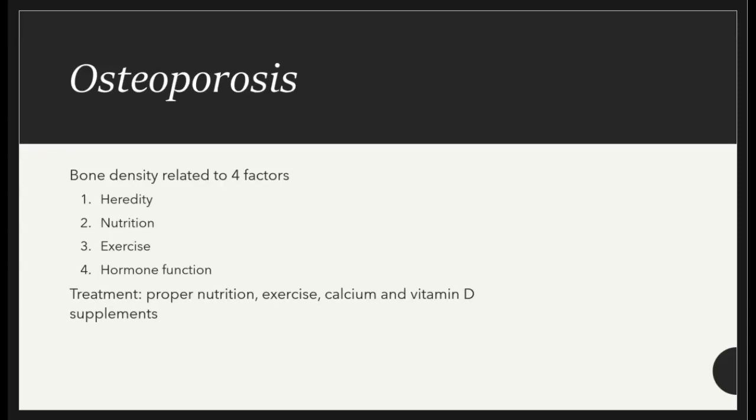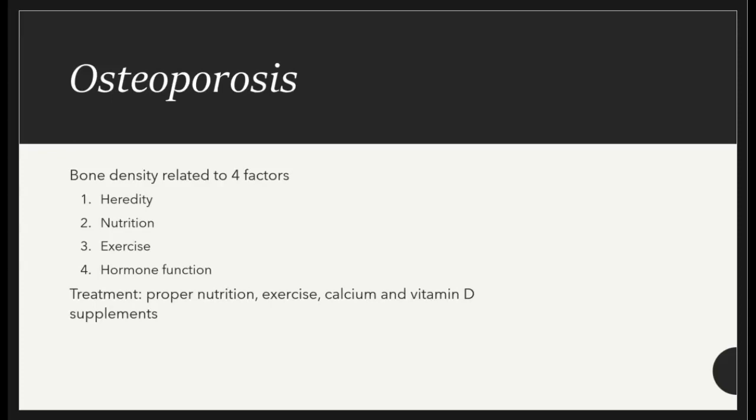So menopause in women and low testosterone in men are huge risk factors. And so we can try and accomplish some of these other things through nutrition and exercise to help combat those other factors that we may not have control over. Weight-bearing exercise is great. Walking, it doesn't have to be intense weight-bearing activity. Walking is still weight-bearing, right? You're still bearing your weight.